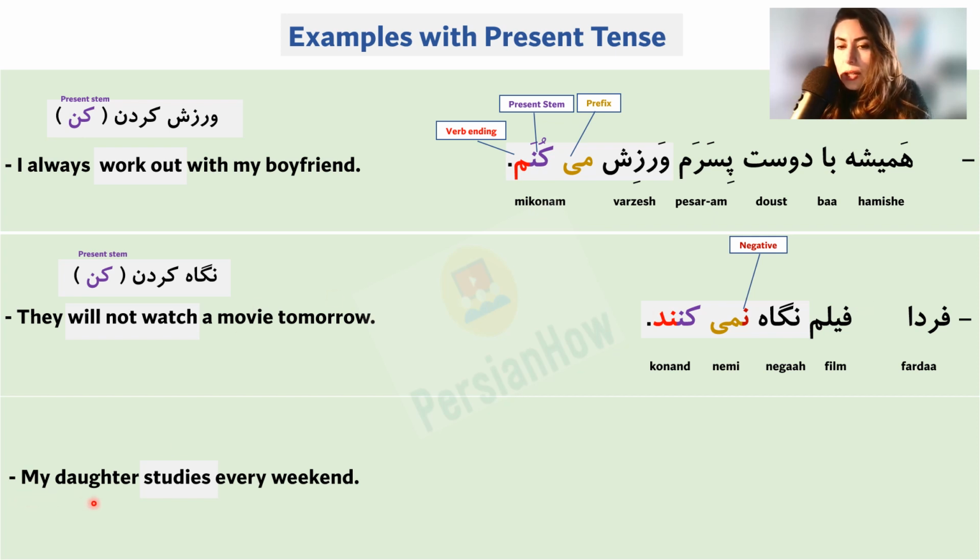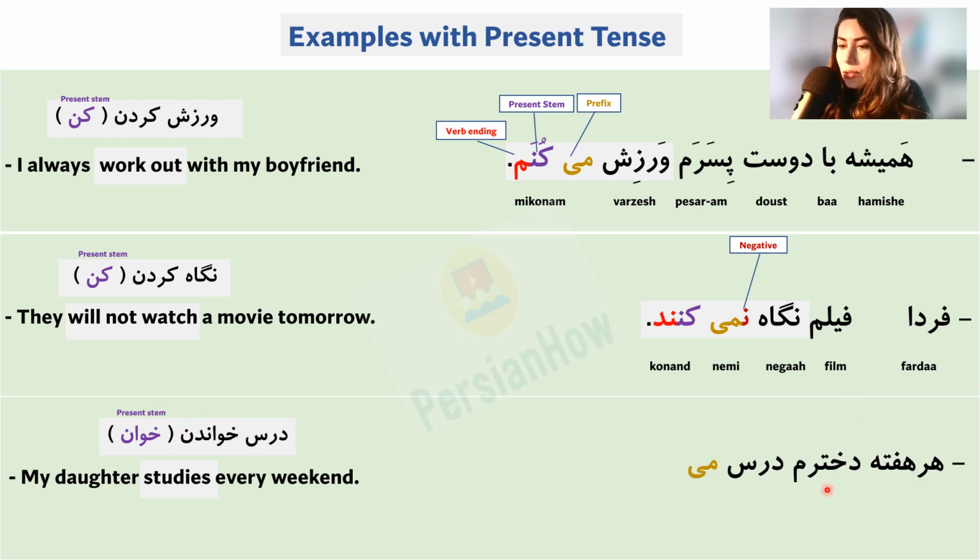Next one, my daughter studies every weekend. So to study is درس خواندن. خوان is the present stem. And you see waw and an aleph, just know that waw is silent here. So خا, خواندن and خان. درس means a lesson. خواندن means to read. So to read a lesson it means to study.